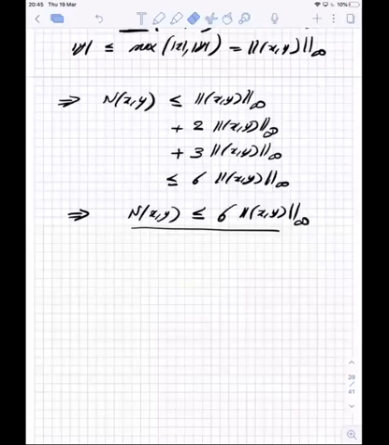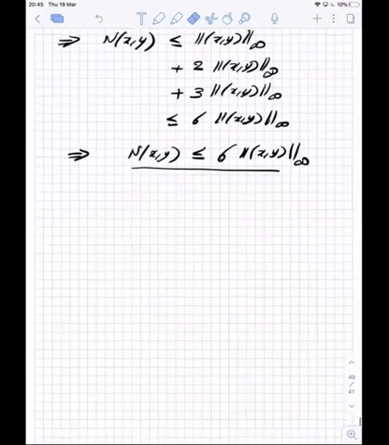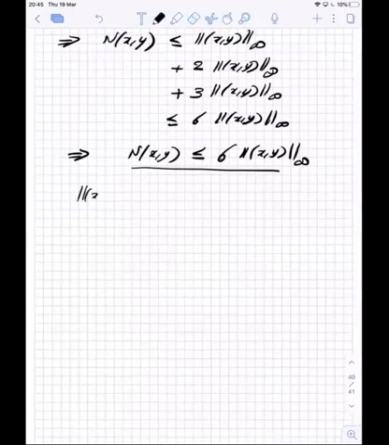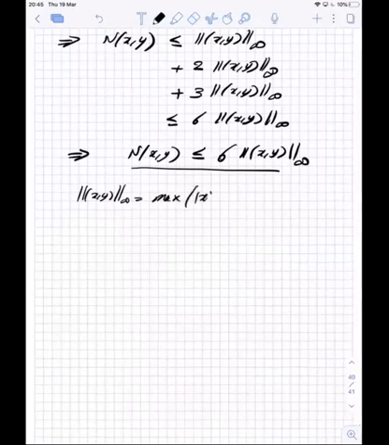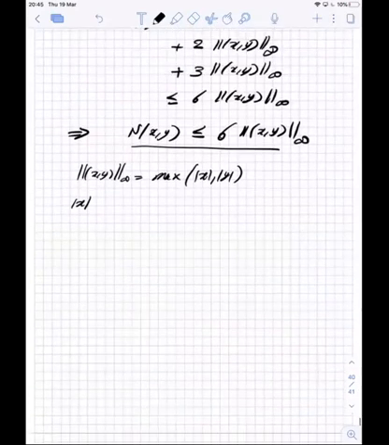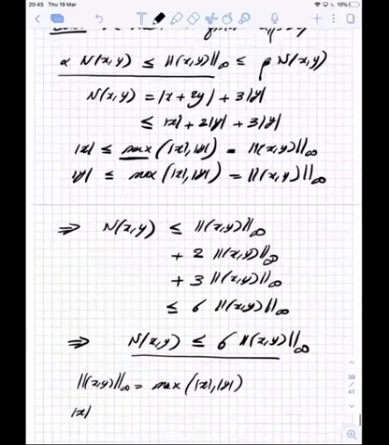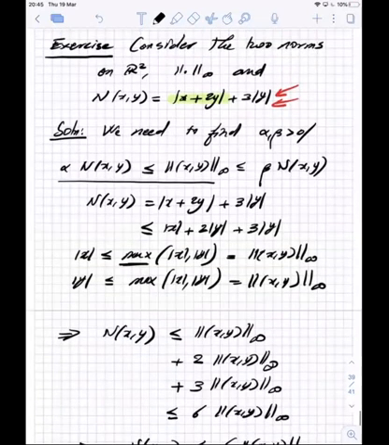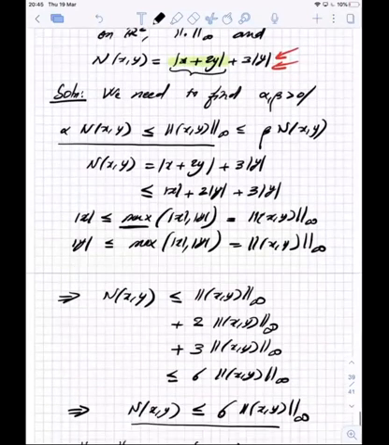Let's prove the inequality, but in the opposite direction, starting from the norm xy infinity. So remember that norm xy infinity is the maximum between the absolute value of x and the absolute value of y. Now if I start with the absolute value of x, remember that I need to compare norm infinity with norm n. And in norm n, there is this term, which is x plus 2y in absolute value.